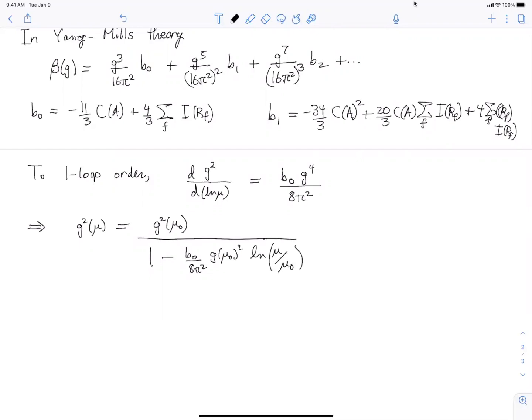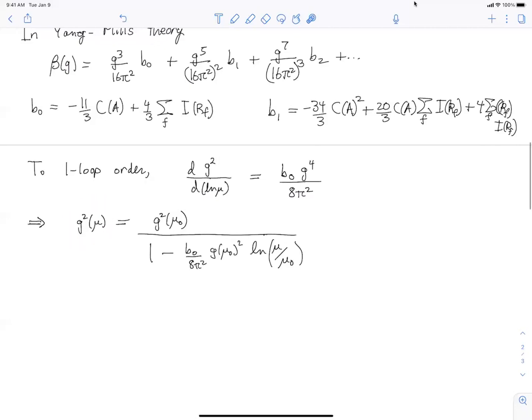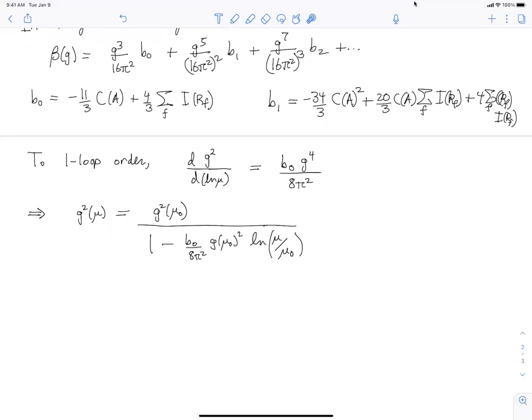So this is a great way of writing it because you measure g of mu0, that's the result of your best experiment. You plug in that value, you plug in mu0, and then you plug in mu, and out comes the coupling at any other scale that you want. And then you can predict the results of experiments at that scale, at that value of mu. So the reason this is called a running coupling, of course, is because it depends on the mu that you choose.